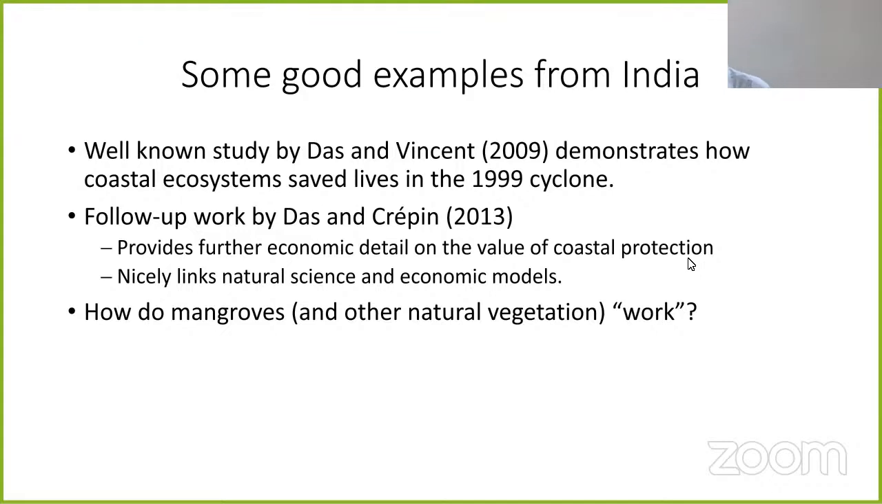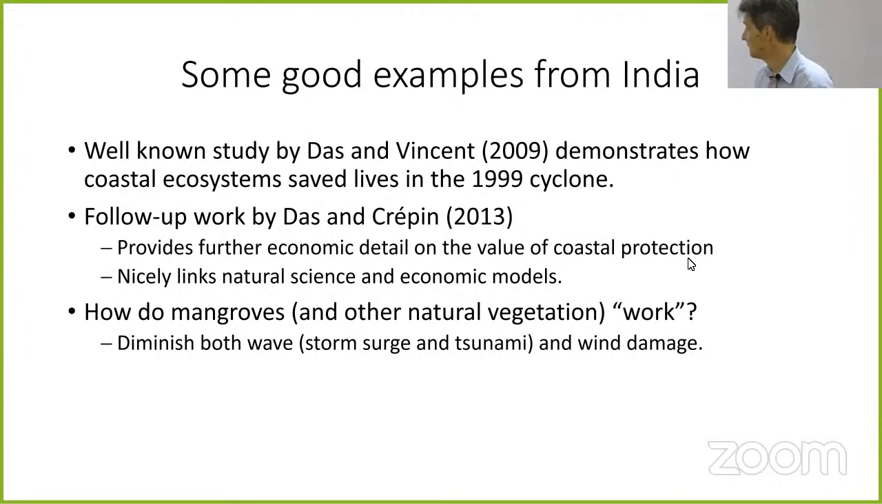So we can look at what is the marginal product of a hectare of coastal forest in reducing the damage from storms. Or equivalently, we can say, what is the marginal reduction in damages resulting from storms achieved by maintaining an extra hectare of mangrove forest along the coastline? This is exactly what the Das and Crepon paper does.